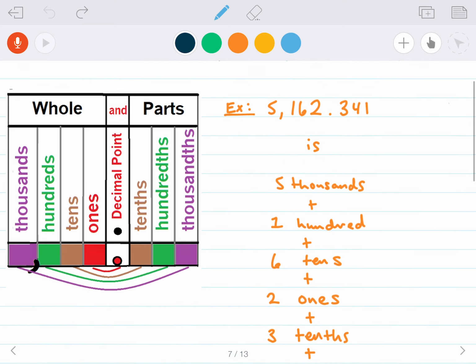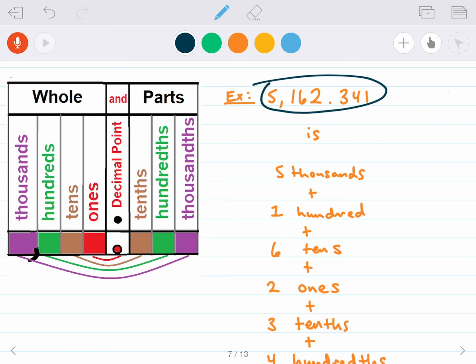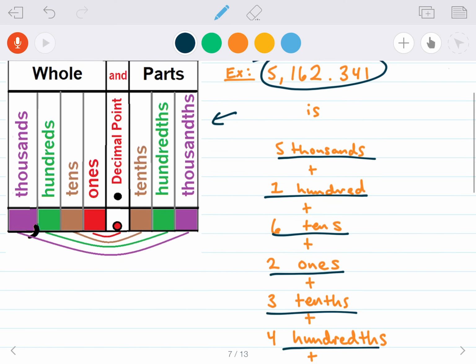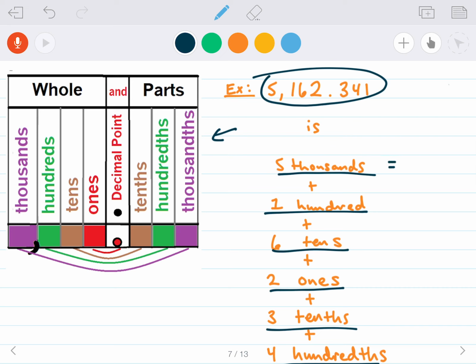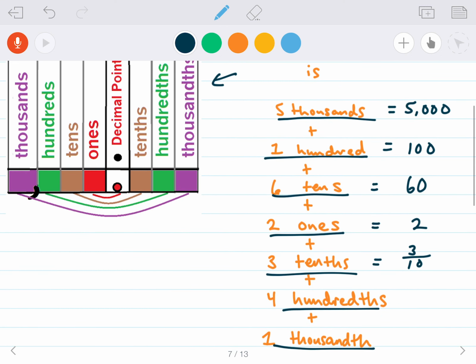So for example, we have this number 5,162.341. If we follow this chart here, we have 5 in the thousands spot, plus 100, plus 6 tens, plus 2 ones, plus 3 tenths, plus 4 hundredths, plus 1 thousandth, okay? And we can write 5 thousands as 5,000, 100 as 100, 6 tens as 60, 2 ones as 2, 3 tenths as 3 over 10, 4 hundredths as 4 over 100, and 1 thousandth as 1 over 1,000.